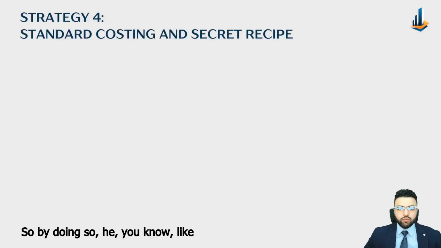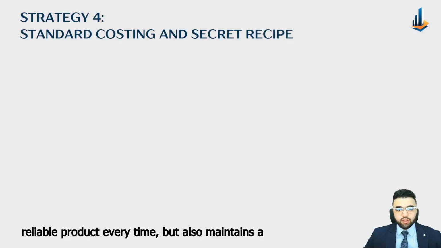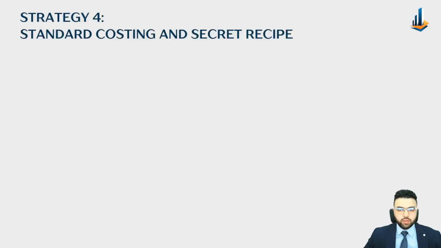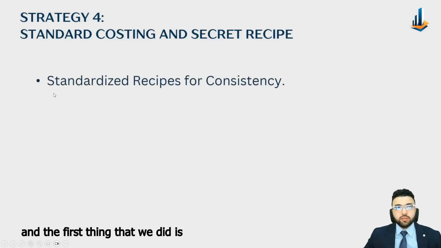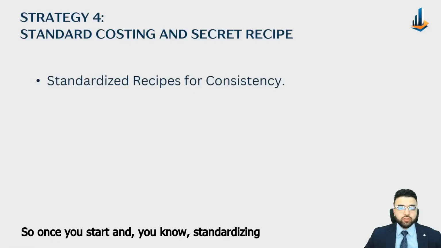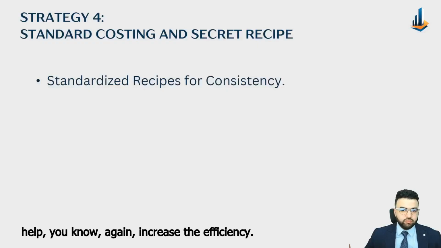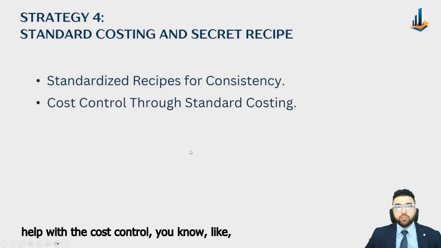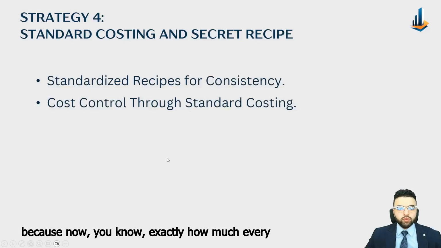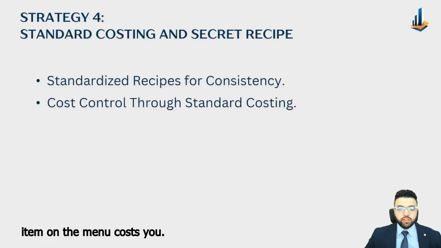By doing so, he not only delivered a reliable product every time, but also maintained a competitive edge. The first thing that we did is he standardized recipes for consistency. Once you start standardizing the recipes, it's going to help again increase the efficiency. And the second thing is it's going to help with the cost control, because now you know exactly how much every item on the menu costs you.